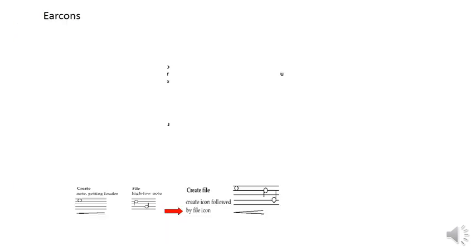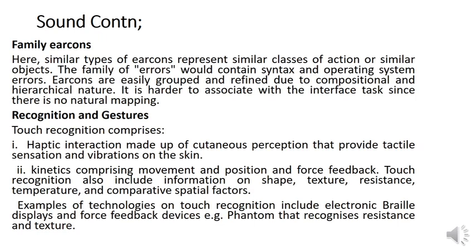So, this image is for the earcon. Then the family of earcons. Here, similar types of earcons represent similar classes of actions or similar objects. The family of errors would contain syntax and operating system errors. Earcons are easily grouped and refined due to their compositional and hierarchical nature. It is harder to associate them with the interface task since there is no natural mapping.